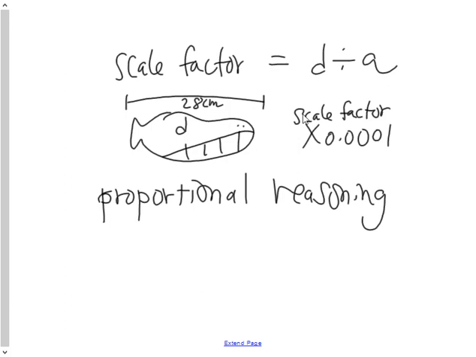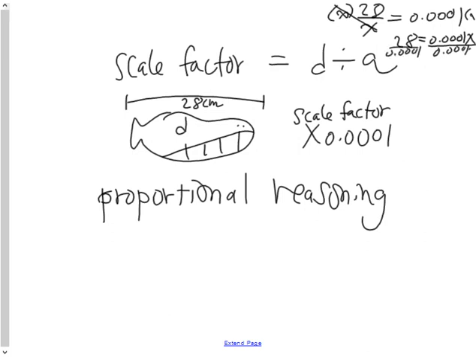So D is 28 centimeters divided by the actual, which I don't know. So I'm going to put divided by X equals the scale factor of 0.0001. So 28 over X equals 0.001. Algebraically, the first thing I'm going to do is multiply both sides by X. That's going to be 28 is equal to 0.0001x. Now I'm going to divide both sides by 0.0001, and hopefully I did this right.